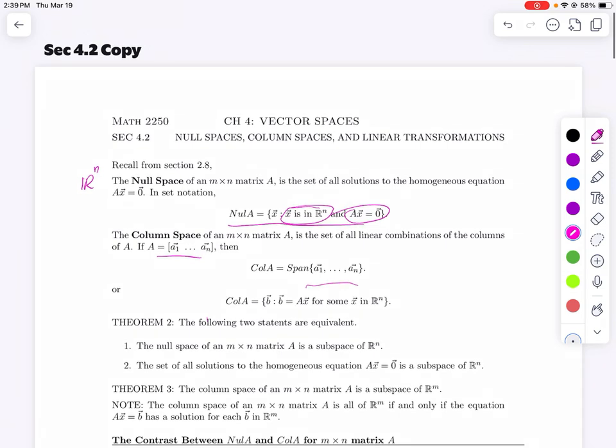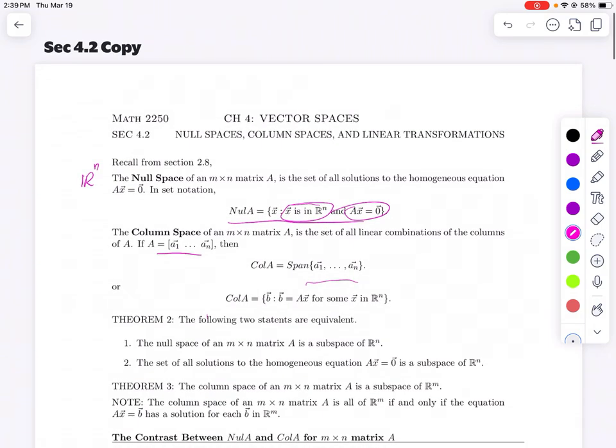Now theorem 3 says the column space of an M by N matrix A is a subspace of Rm. Note that the column space of an M by N matrix A is all of Rm if and only if the equation Ax equals B has a solution for each B in Rm.